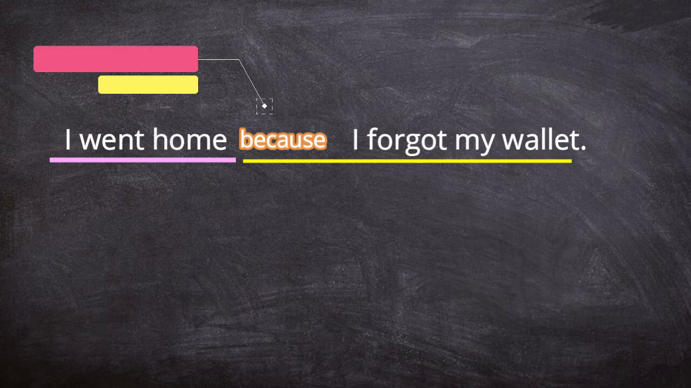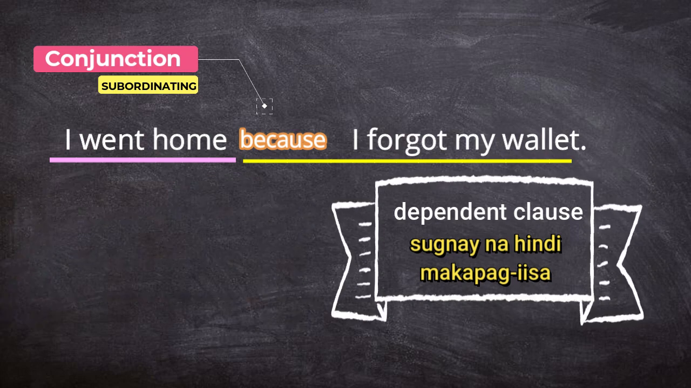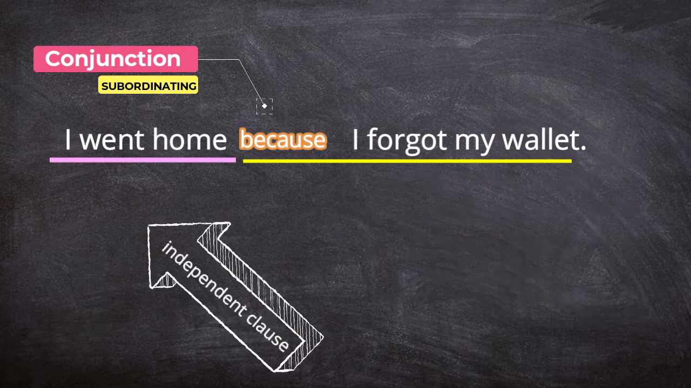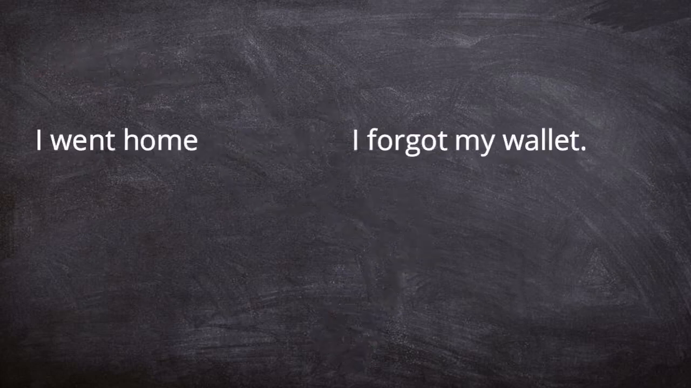In our example, tingnan natin dito. Meron tayo ditong halimbawa, I went home because I forgot my wallet. Ginamit na conjunction ay subordinating which is because. Meron tayong dalawang naka-underline dyan na clauses. Ang isa ay independent, ang isa ay dependent. Pansinin na sa ating halimbawa, kasama ang ating subordinating conjunction sa underlined words or clause na subordinating clause or dependent clause kasi ito ay hindi nagpapahayag ng buong kaisipan. Because I forgot my wallet.